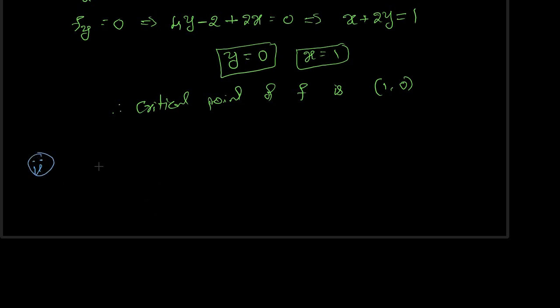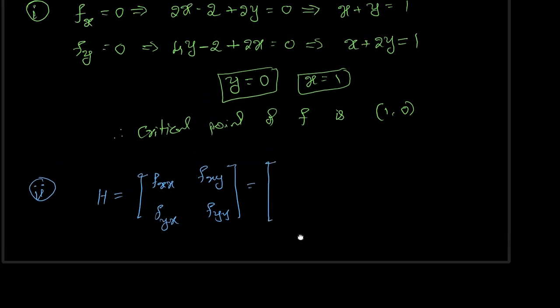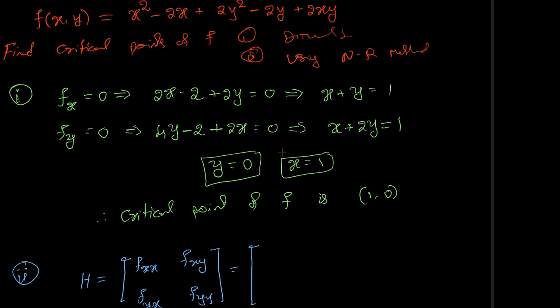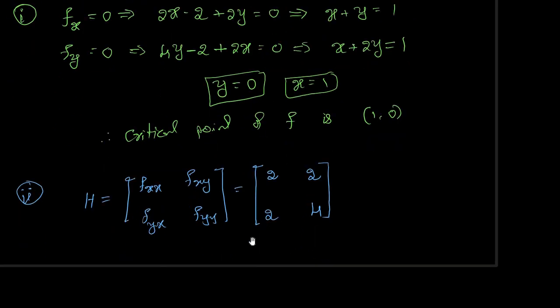To use the Newton-Raphson method, first I need to calculate the Hessian matrix. What is the Hessian matrix here? That is fxx, fxy, fyx and fyy. It is easy to see: fxx, the derivative of fx with respect to x, is 2, the derivative of fx with respect to y is also 2, the derivative of fy with respect to x is 2, and fyy is 4. If fyy were also equal to 2, then the Hessian matrix would not be invertible, and you couldn't apply the Newton-Raphson method.